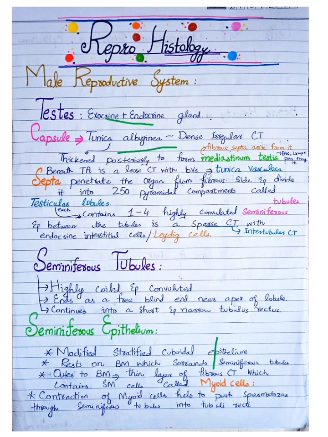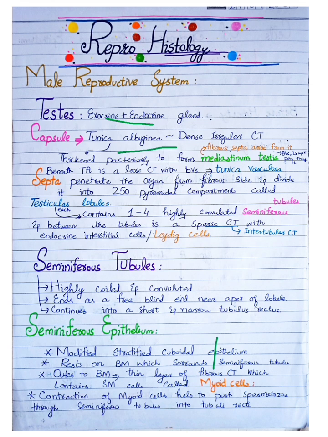The testis contains a capsule that is dense irregular connective tissue and is called the tunica albuginea. This tunica albuginea is thickened posteriorly to form the mediastinum testis. From this mediastinum testis various fibrous septa arise, and the mediastinum testis is actually the entry and exit point for several blood vessels and lymphatic vessels.